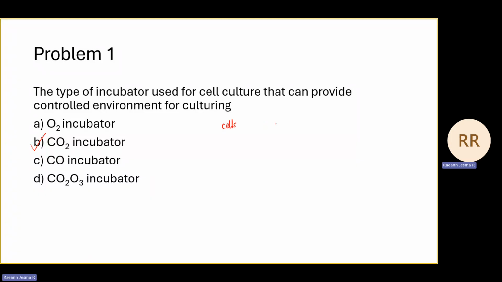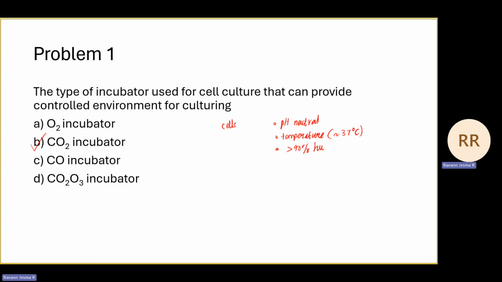So one is the pH should be neutral, right? Then the second one is the temperature that should be the same as the human body temperature, which is 37 degrees centigrade. And the third one is that the humidity also should reflect the human body humidity condition, which is greater than 90 percentage humidity. So since we want these three kinds of conditions, we need to have the incubator.